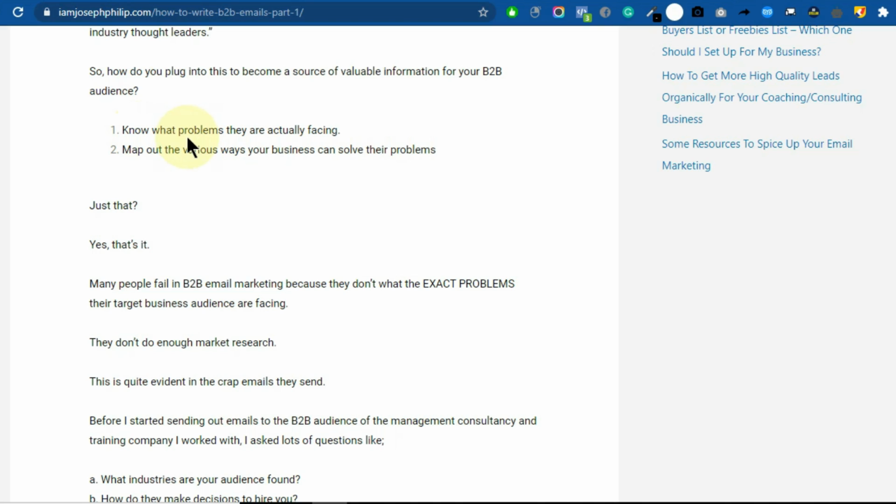And the reason why so many people fail in B2B email marketing is because they don't target what the exact problems of their B2B audiences are. They don't do a whole lot of research. And when I was working for this company, my research took me almost 2 weeks. Yeah, 2 weeks or more than that. Even though research was still continuing even after I started writing for them.